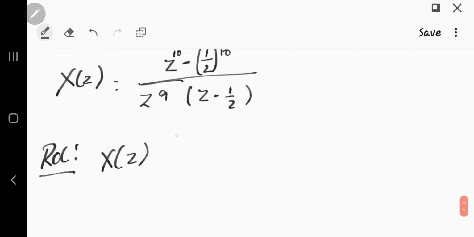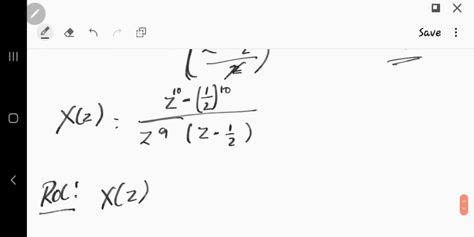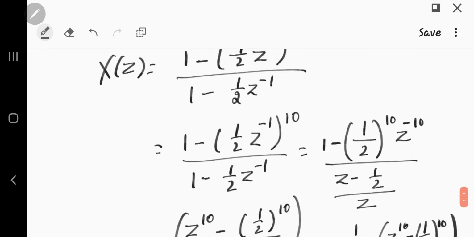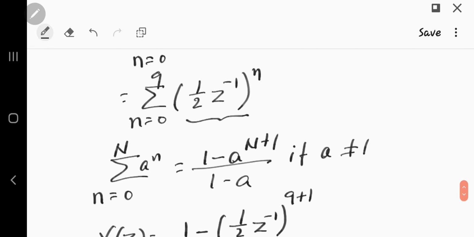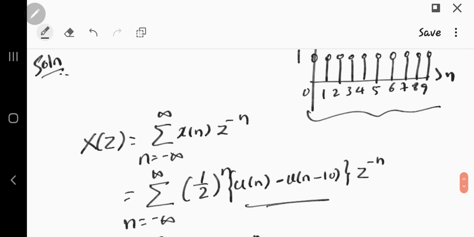So if you look at this, we have a term here, 1 by 2 z inverse, and the ROC, if you observe this, will be the entire z plane except at z is equal to 0, because we have a finite sequence here. Now look at the signal, it is varying from 0 to 9, that is, it's a finite value.